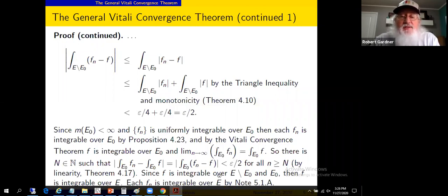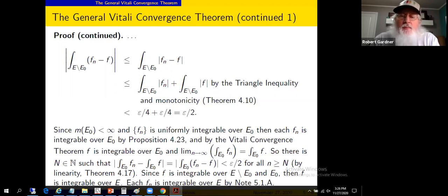And each f sub n is integrable over set E as well. I can get that if you like from note 5.1.a or similar observation. We've dealt with E set minus E sub 0 and we dealt with E sub 0 itself here. But everything's integrable is the conclusion on that part.